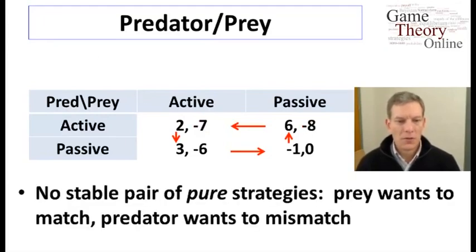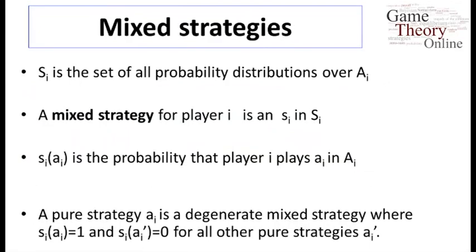So what do we do? Well, the problem is that the prey wants to match what the predator is doing, and the predator wants to mismatch, and so in this kind of game we're not seeing any steady points. So this brings us to mixed strategy equilibria. So in order to define mixed strategies, what we're going to do is allow the players to randomize. Instead of just picking one action for sure, they might choose different actions with different probabilities.